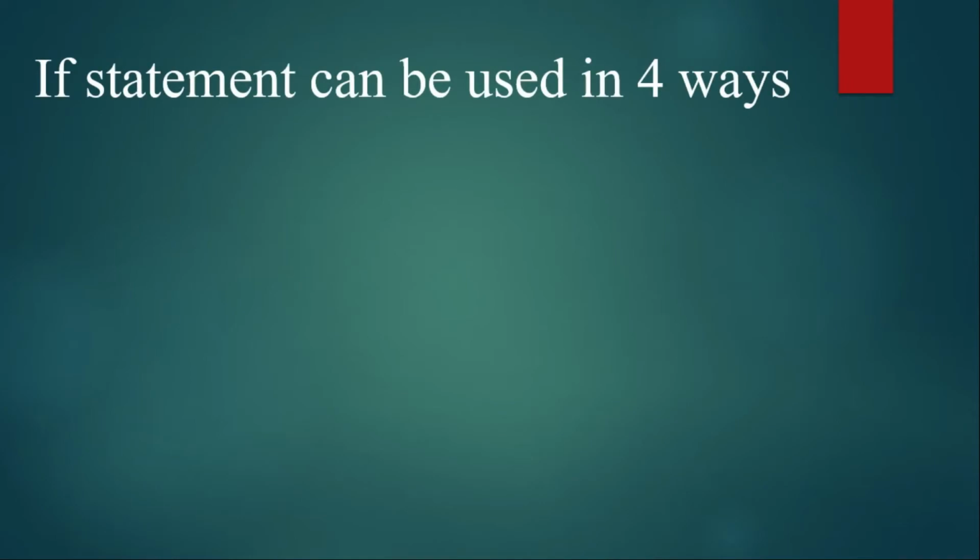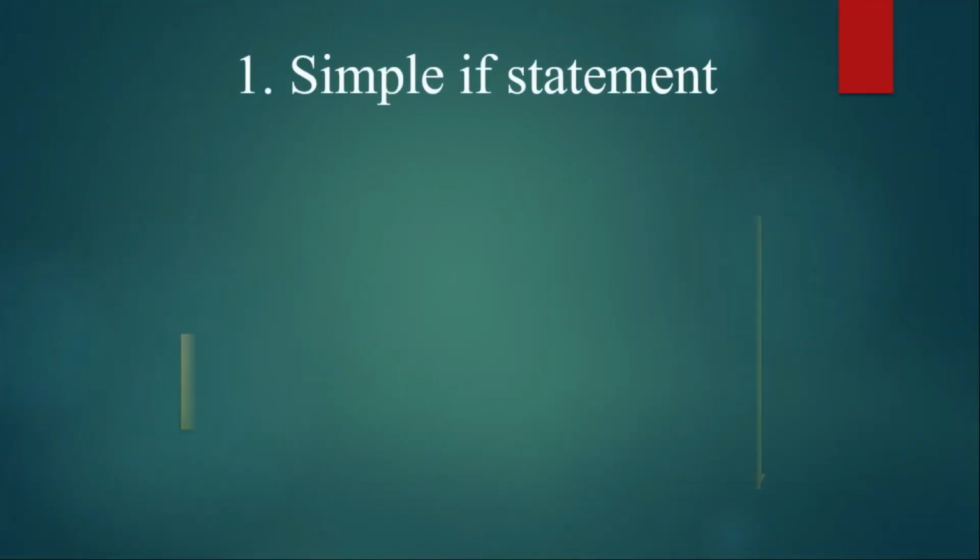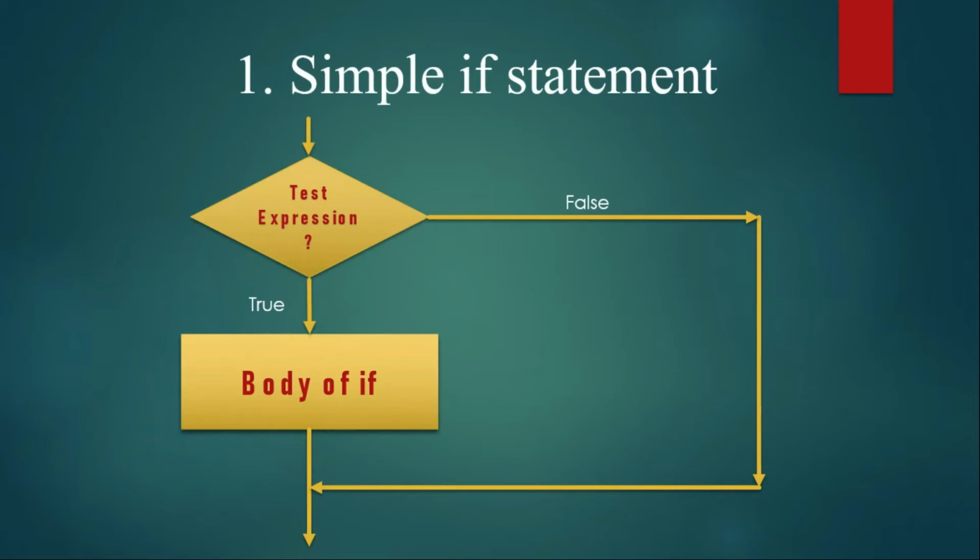The if statement can be used in four ways: simple if statement, if-else statement, if-else-if ladder statement, and nested if statement. In the flowchart, the if statement looks like this. We have the decision-making box where we test a condition. If the condition is evaluated true, then the set of statements in the if block is executed. And if the condition is evaluated false, then the if block statements are bypassed and the program continues with the rest of the statements.